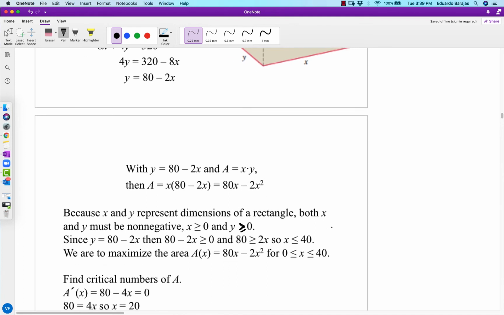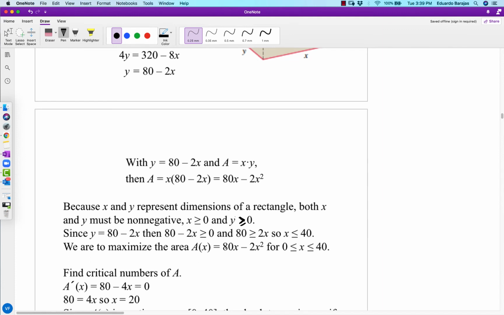We know that x and y represent dimensions of a rectangle, so both of them must be non-negative. So x has to be greater than or equal to 0 and y must be greater than or equal to 0. Furthermore, because y must be equal to 80 minus 2x, we can solve this inequality: 80 minus 2x is greater than or equal to 0. So 80 has to be greater than or equal to 2x. Dividing both sides by 2, we get 40 is greater than or equal to x. So x has to be less than or equal to 40, but we also know that x has to be greater than or equal to 0. So x is trapped between 0 and 40 inclusive.